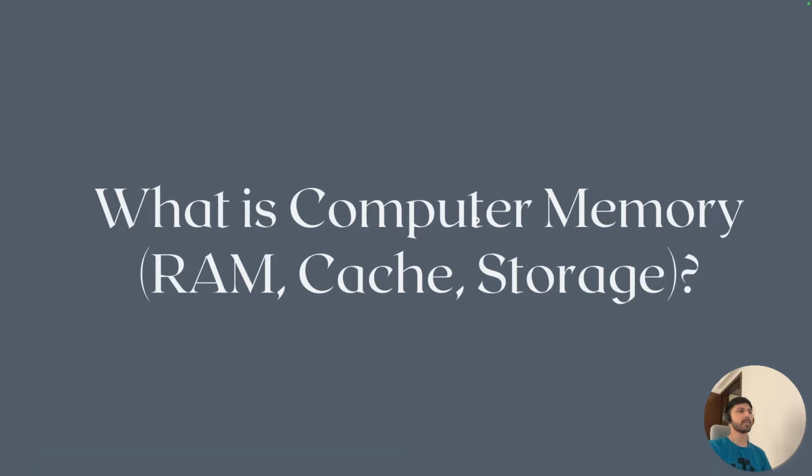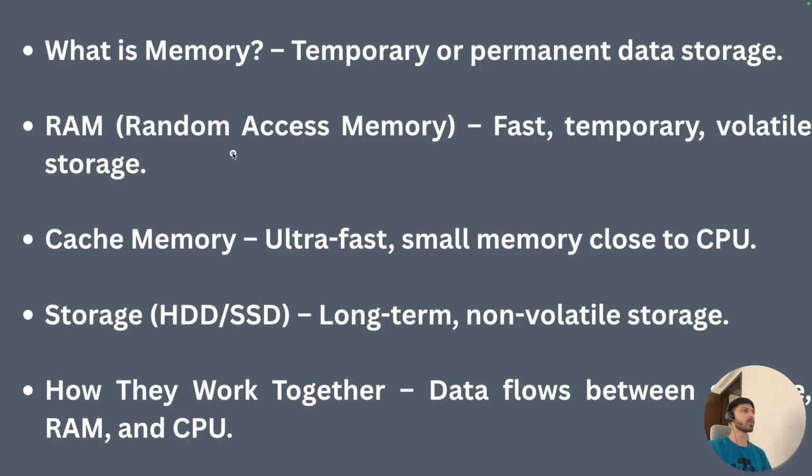Hello, in this video we will see what a computer memory is. We will see the different types of memories possible. So what is a memory? Memory is temporary or permanent data storage. We have seen that storage can be divided into two types: one is primary and the other is secondary.